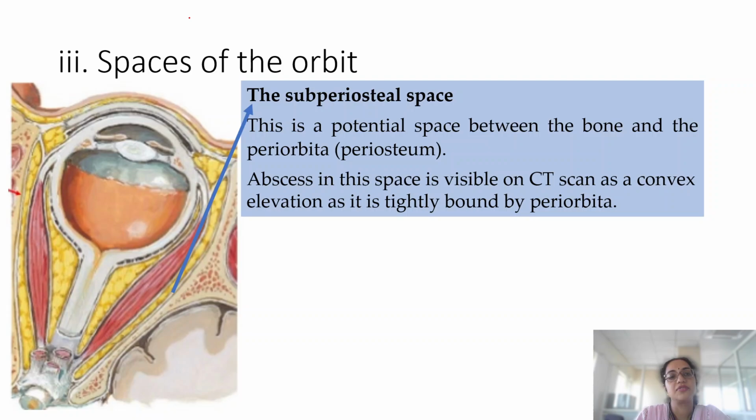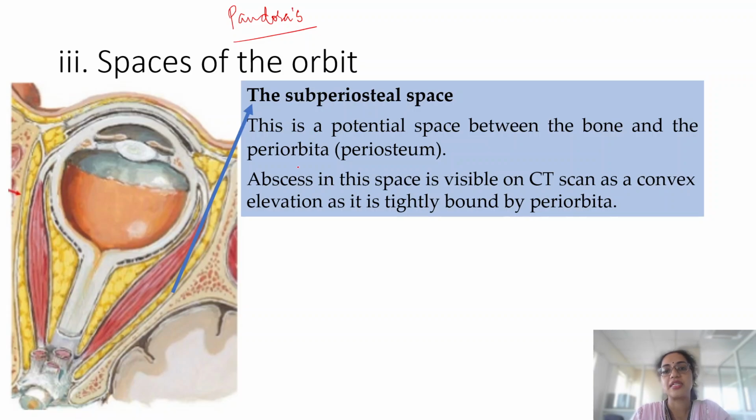So let's learn various spaces of orbit. Some people call orbit Pandora's box, because we get many types of lesions in the orbit: inflammatory, degenerative, tumors, malignancies, and vascular lesions. So let's learn the spaces of orbit. The first one is the subperiosteal space. It is a potential space present between the bone and the periorbita.